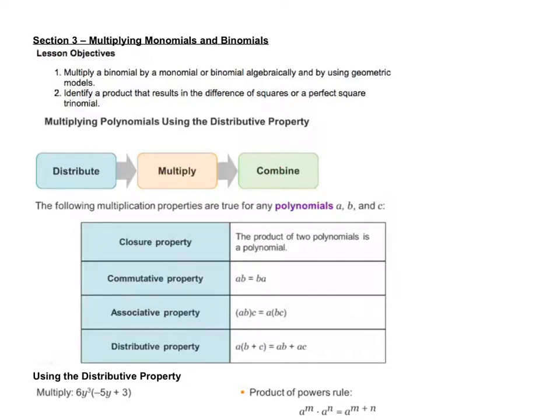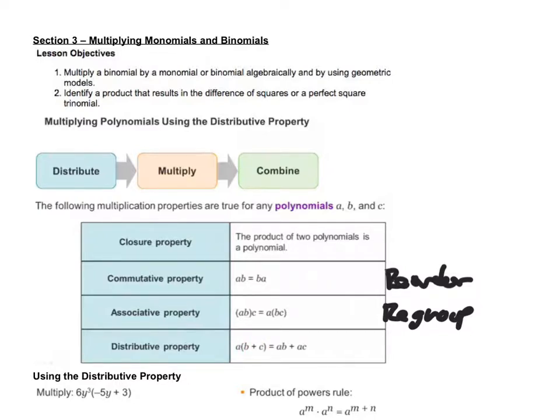And so what we have here is a bunch of different properties that work for any polynomial, okay? The closure property means that if you multiply two polynomials together, then you get a polynomial. You can reorder what you're doing. Okay, so you can reorder. The associative property means that you can regroup. Okay, and the distributive property we're pretty familiar with, but it's when you multiply a number from the outside of the parentheses into the inside of the parentheses.